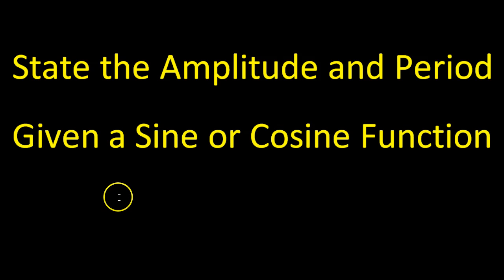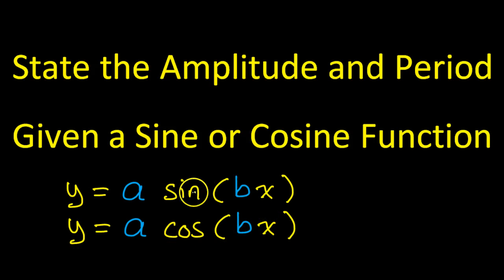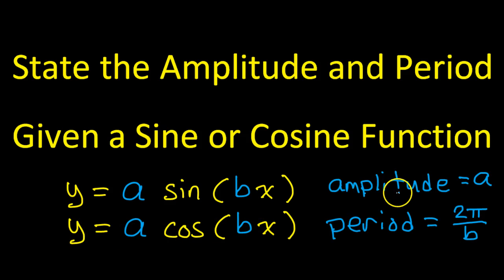Alright, in this video we will learn to state the amplitude and the period given a sine or cosine function. Let me just bottom line it for you. If you have a function of the form y equals a sine of bx or y equals a cosine of bx, the amplitude is simply a. But the period is a little more complicated. It's 2 pi divided by the b. Now 2 pi is the usual period of the sine or cosine function.